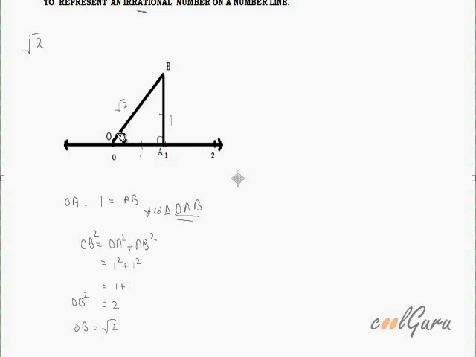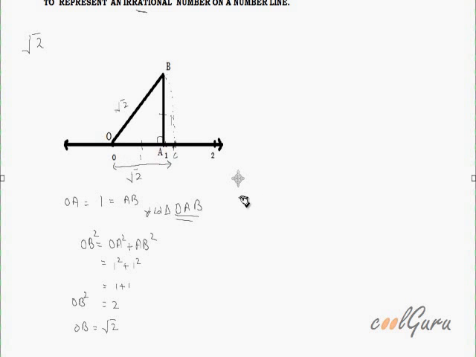So we will draw a circle with O as center and OB as radius, and let this circle cut the number line at some point, say C. Now this length OC is equal to OB, which is root 2. So OC is root 2. This length represents root 2.